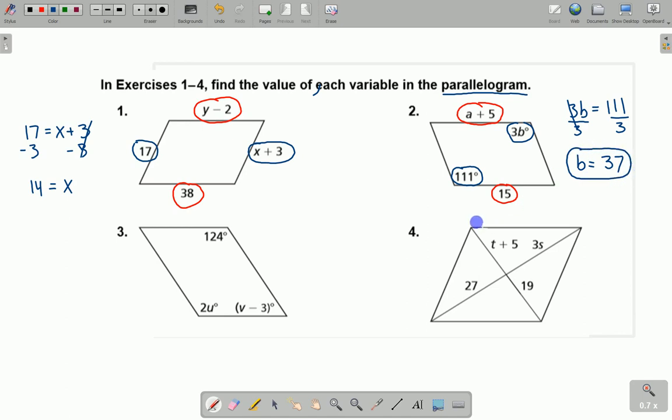All right, so again, we're using a geometry property to create an algebra problem. We know that opposite angles are congruent, so we can make an equation.